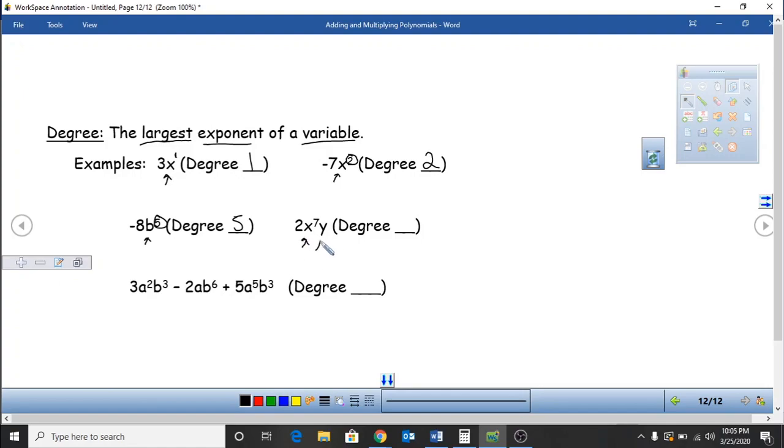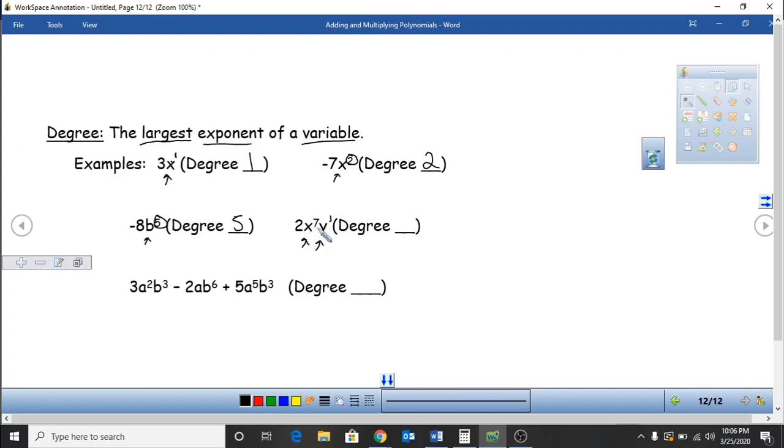Now, if you look at this next example, they're really trying to trick you here, so don't fall for this. If you say, I'm going to look for the variable, and there's two variables again, right? So you might say, well, I'm just looking for the largest exponent, so the degree must be 7. Well, that's not the case, though. If you remember this y, it doesn't have an exponent written, but if you remember from the first example, we're just going to put a 1 right here, right?